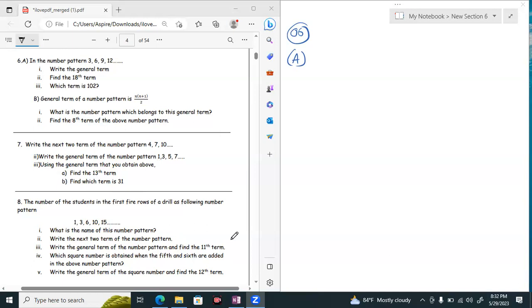Okay, most of you have given the answers. Then let's see. Write the general term. What is this number pattern? To write the general term, you have to identify the terms. They belong to the multiples of 3. So the general term is 3n.